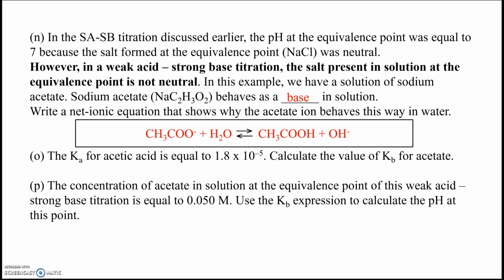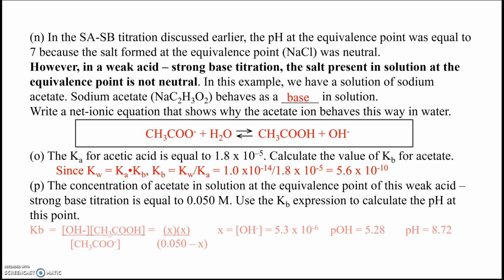Now the Ka for acetic acid we know is 1.8 times 10 to the minus fifth. I can compute the value of Kb for acetate ion because I know it's just Kw for water divided by Ka for the acid. And I get 5.6 times 10 to the minus 10th. Part P, the concentration of acetate in solution at the equivalence point of this weak acid strong base titration is equal to 0.050 molar. Use the Kb expression to calculate the pH.